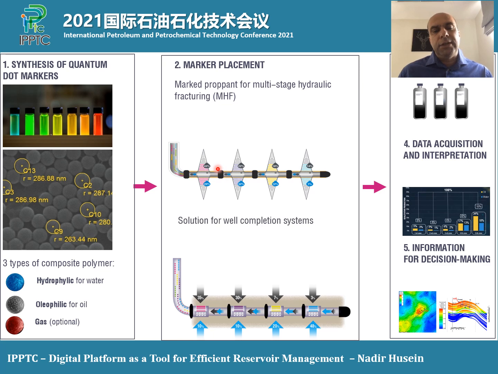The most common one is a coated propellant, where each unique signature is placed in every single fracturing stage at the tail of the stage. So once the well is put on production, the fluid passes over the coated propellant, releases the traces in a controlled manner, and then the traces travel on surface where they are captured and analyzed in the lab.